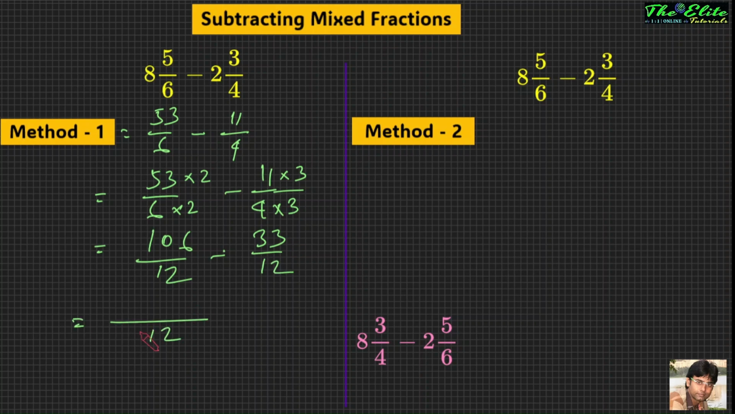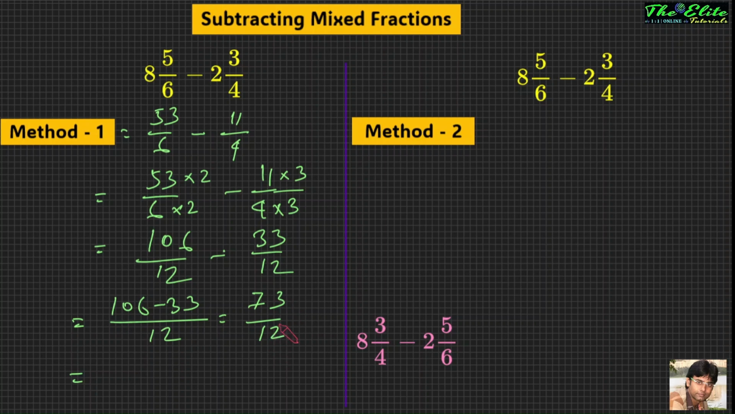Everybody knows from here onwards what to do. You will subtract 33 from 106. It will be 73. 73 by 12 is an improper fraction. We need to convert this improper fraction into a mixed fraction. So you know that in my first video I explained everything about how to convert. Okay, so quickly I will tell you the trick: you just see how many times this numerator can go if we divide by the denominator.